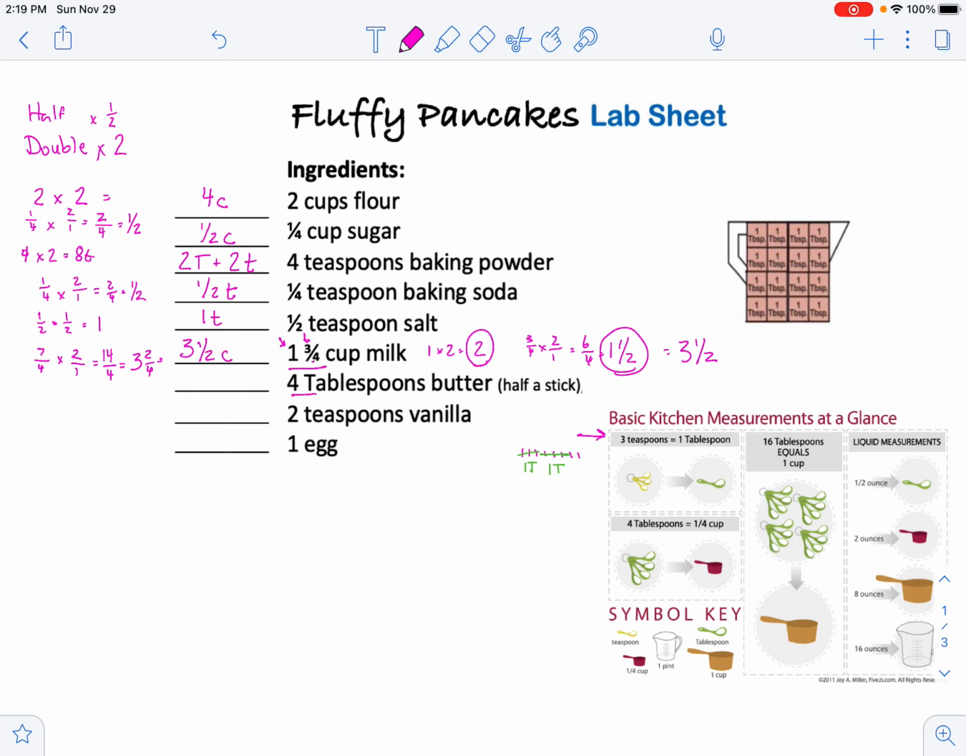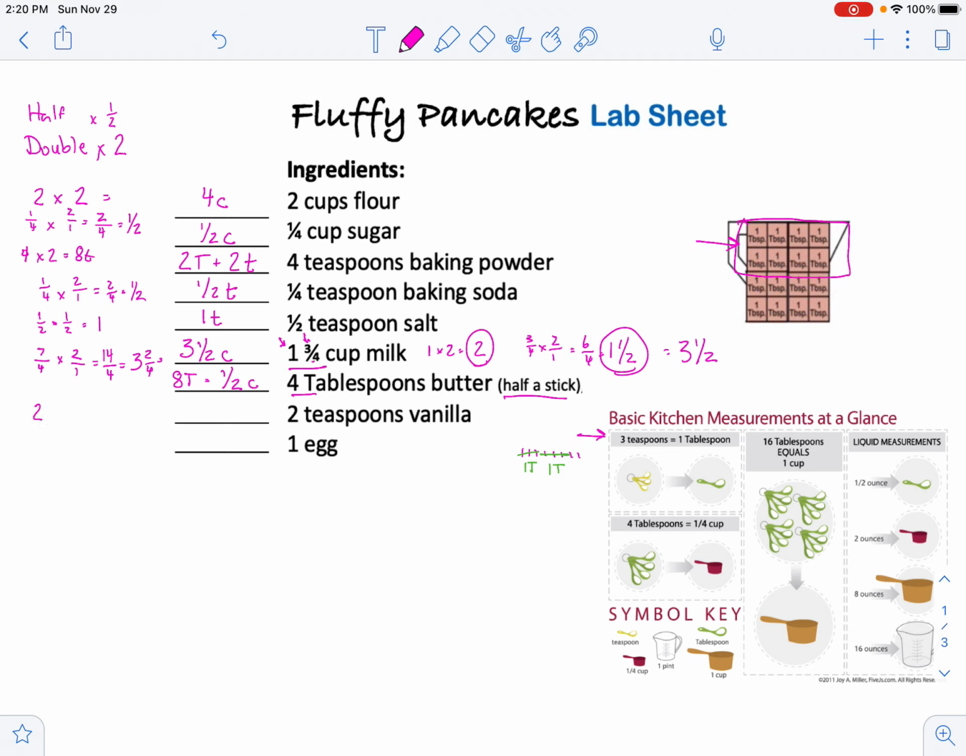For our 4 tablespoons of butter, it says that you use a 1/2 stick. So when we double it, it'll be 8 tablespoons, or a whole stick. We can also use our equivalence chart here. If we look at 8 tablespoons, it is going to be a 1/2 cup. So 1 full stick, 8 tablespoons, 1/2 cup, all equals the same amount.